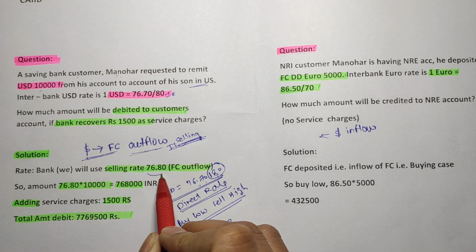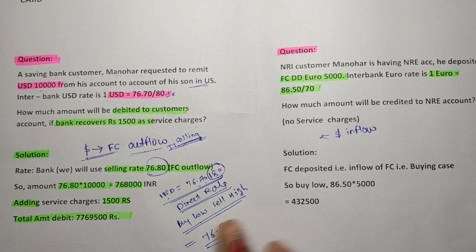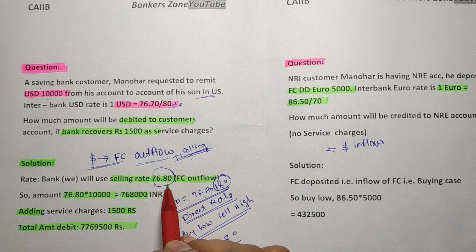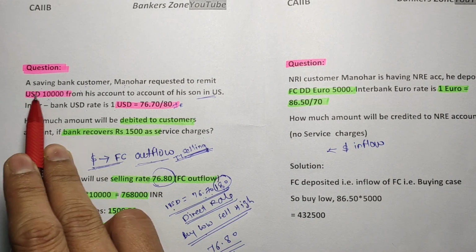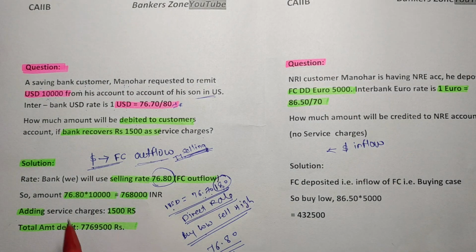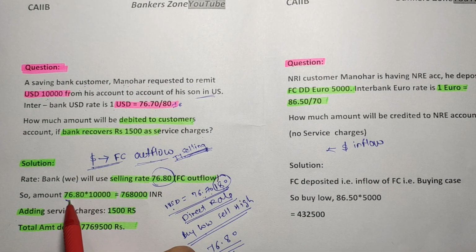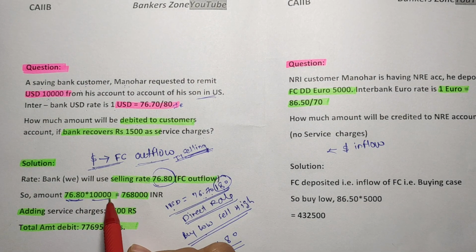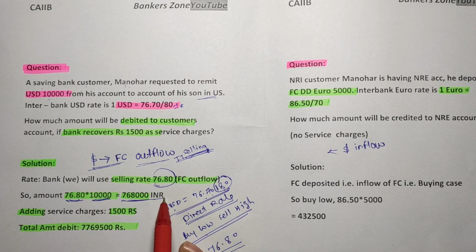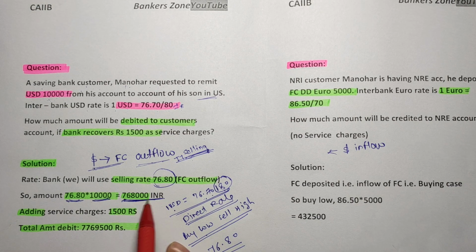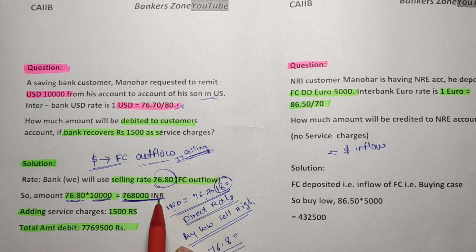That rate we will take, because our target is sell high and the case is of selling, so we will choose value 76.80. Now we come to know the value, and what is the next target, that just multiply, that is 10,000 US dollars we have to send, so just multiply 76.80 into 10,000, you will get 768,000 Indian rupees. That much amount you have to debit to the Manohar's account.